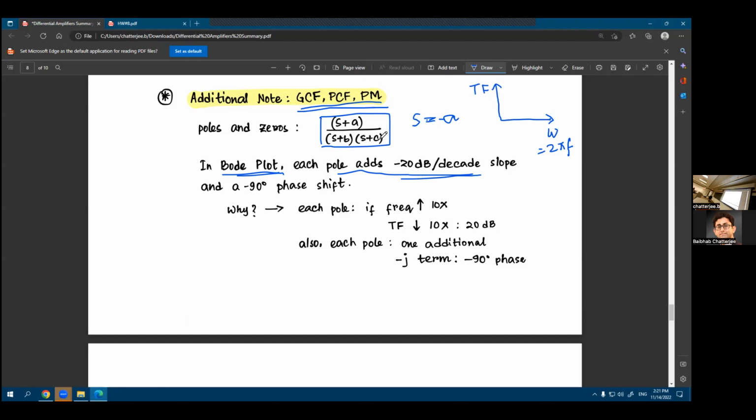So each pole will add a minus 20 dB per decade in the slope, right? So the slope will become more and more as you add more and more poles. And similarly, it will add a minus 90 degree phase shift. Why phase shift? Because you know that s is equal to j omega.